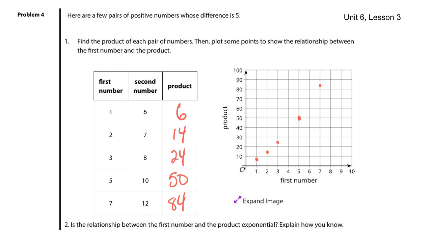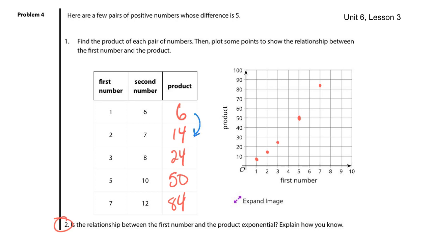On number 4, I filled in the table and graphed it. Now, number 2 is asking, is the relationship between the first number and the product exponential? So looking at the graph, is this an exponential relationship? It kind of looks like what we saw in Unit 5 with exponential functions. But remember, for those, we need a common growth factor. So let's check our growth factor.